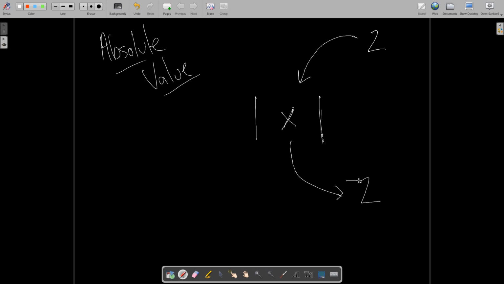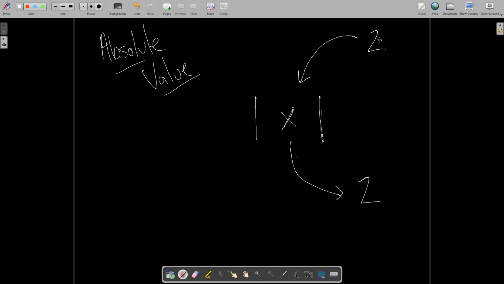Okay. How many people say it's -2? If you think it's -2, that's a really good guess, but it's wrong. Because if that's what absolute value did, absolute value would be the same thing as opposite. But it's not. The actual answer is going to be +2.